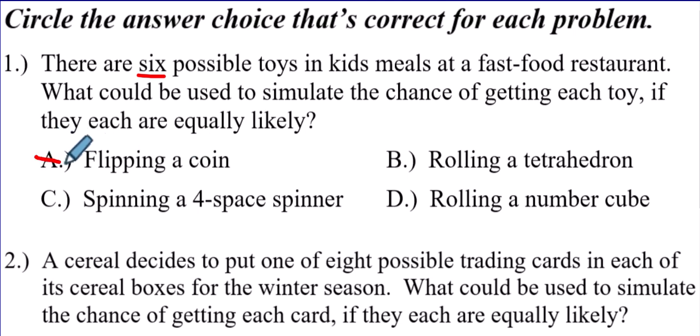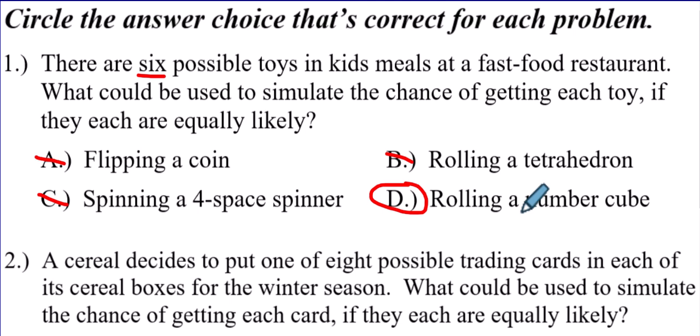No, that would only have 2. Would rolling a tetrahedron have 6 possible outcomes? In case you forgot what a tetrahedron is, it's kind of like a die, except it only has 4 sides, so no, 4 sides would not be good for 6 outcomes. Spinning a 4-space spinner, again, no. We need something with 6 outcomes. Rolling a number cube, yes, that has 6 sides, and each side is equally likely to show up whenever you roll it. So that's the kind of thing we have to pay attention to when we do these problems.